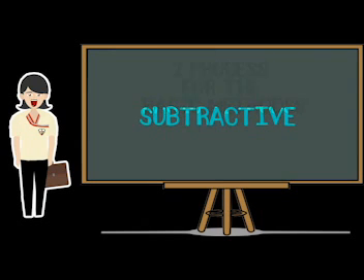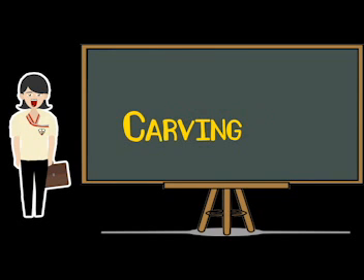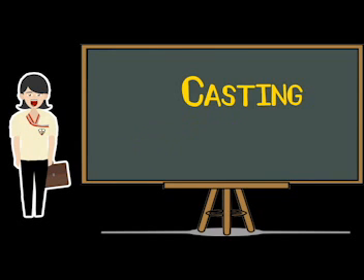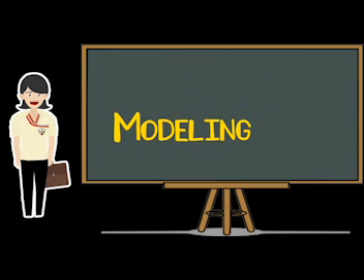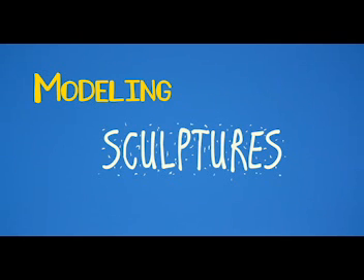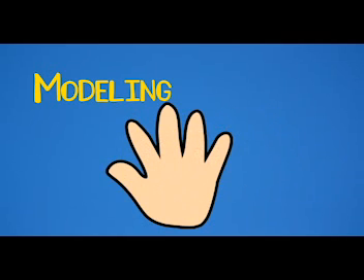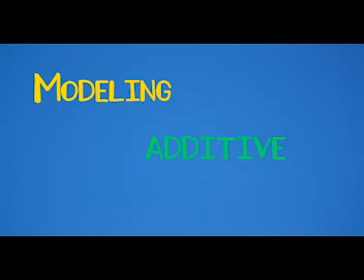It may be subtractive, where material is removed or carved out, or it may be additive, where material is added. First method is carving, second method is casting, third method is modeling, and the last method is assembling. We're going to first talk about modeling. Modeling in sculpture is the utilizing of plastic materials by hand to build a form. Modeling is said to be an additive process.